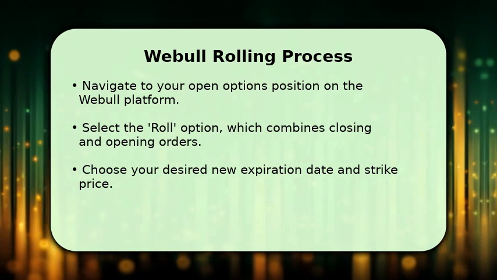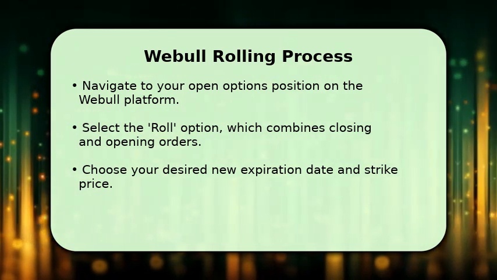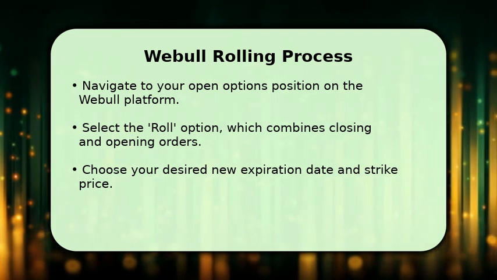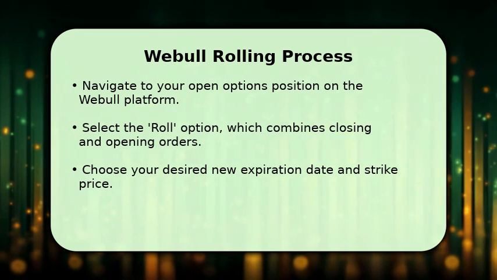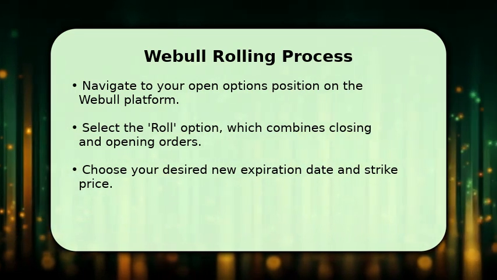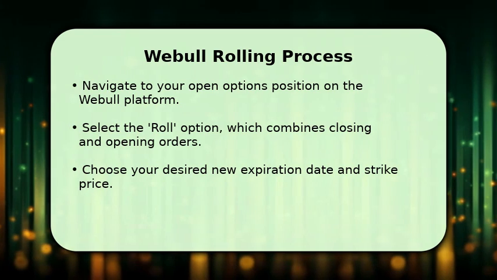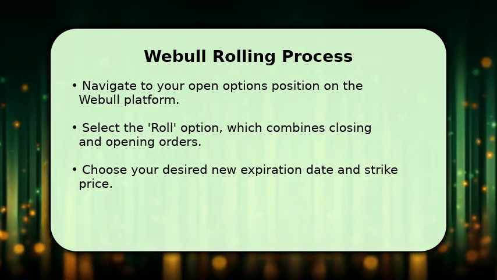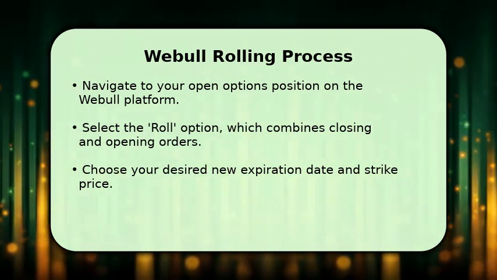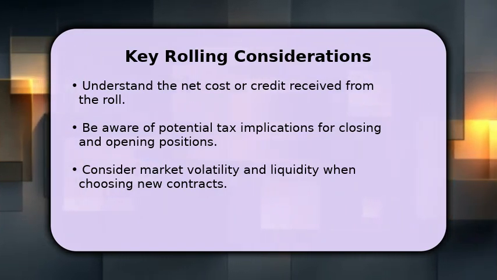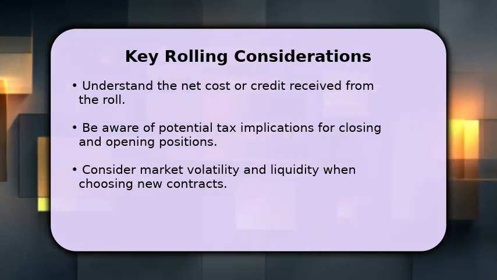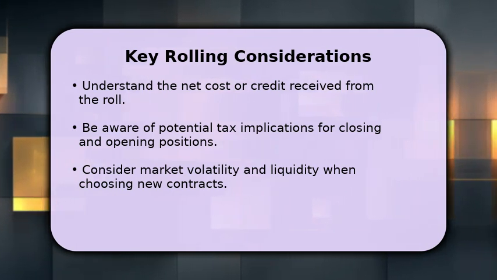You'll find a roll function that streamlines the process of simultaneously closing your current contract and opening a new one. Carefully select your new expiration date and strike price. Always review the order summary to understand the net credit or debit for the roll before you finalize and confirm the transaction. When rolling options, always consider the net cost or credit involved, as this impacts your overall trade profitability.